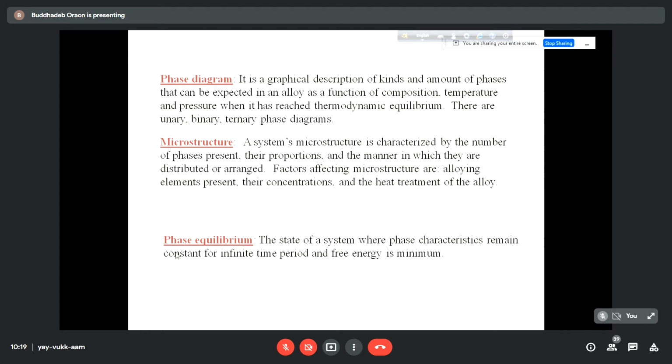Next comes the phase equilibrium. It is the state of a system where phase characteristics remain constant for an infinite period of time and the free energy is minimum. We'll be discussing free energy in subsequent slides. So when the different phases are at equilibrium, we call this the phase equilibrium. The system is in equilibrium.